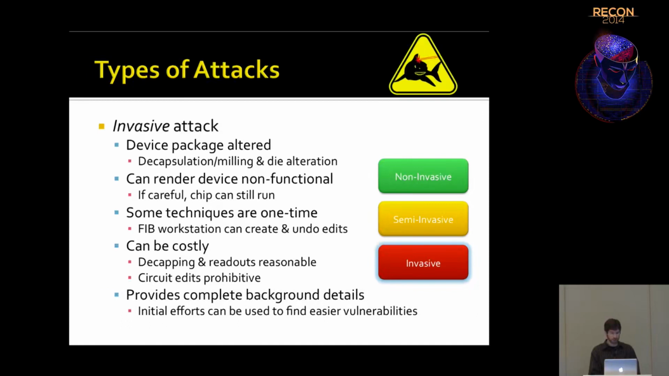So some of these techniques are one-time, i.e. a FIB, whereas a FIB workstation can create and undo edits. As I was saying, it's kind of like nanoscale plasma cutting and welding. However, just like with most welding and bodywork type jobs on your car, it's never going to be 100% perfect and pristine as when the original photolithographic process made the die. So it can be costly, very costly. Decapping and readouts are reasonable, but the circuit editing is prohibitive pretty much unless you're renting time on the equipment.